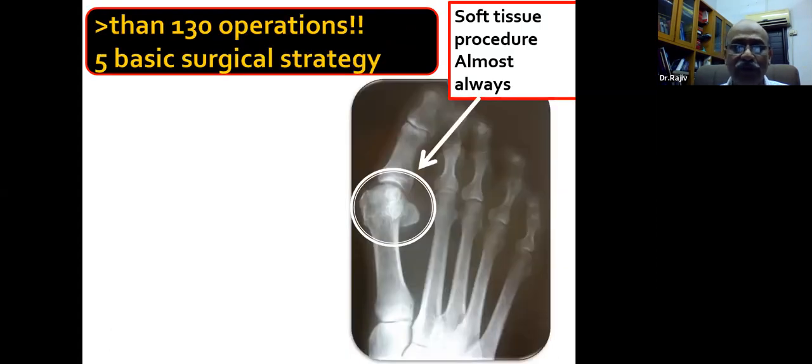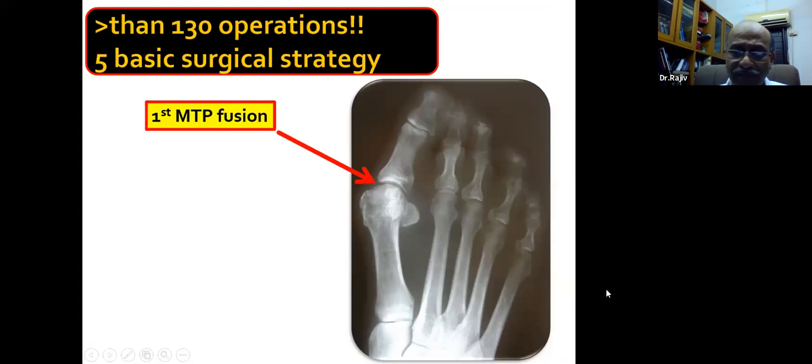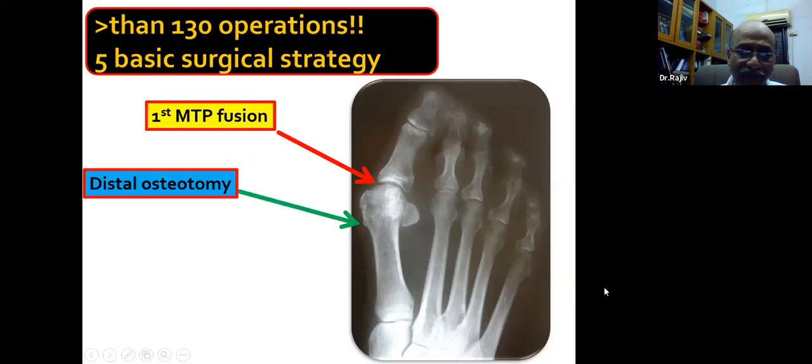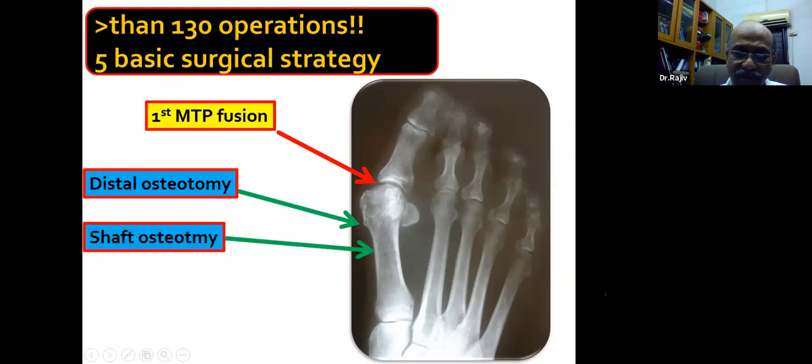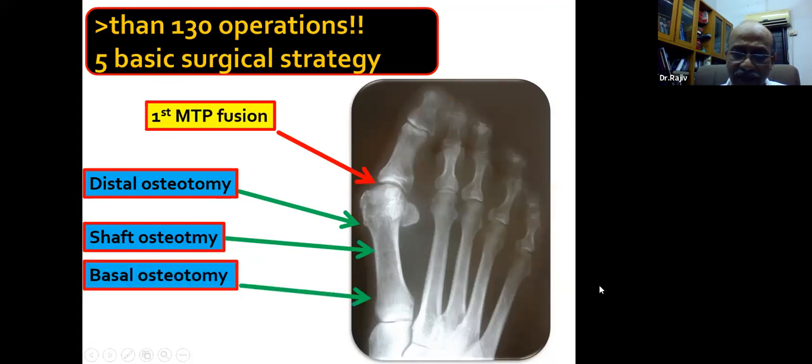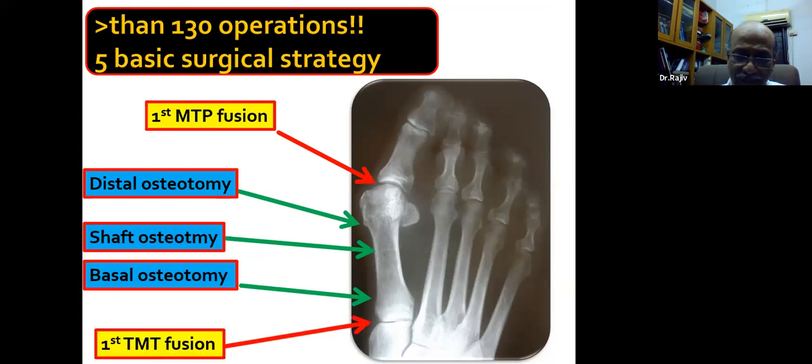What osteotomy are you going to select? Five basic strategies. Soft tissue procedure: almost always you have to do that. In soft tissue release, you have to do lateral release, medial exostosectomy, and medial plication. First MTP fusion, if there is arthritis of the first MTP. Distal osteotomy for mild deformity. For moderate or severe deformity, shaft osteotomy. For severe deformity, basal osteotomy or a first tarsometatarsal fusion. And for hyperlaxity of the first TMT joint, first TMT fusion.